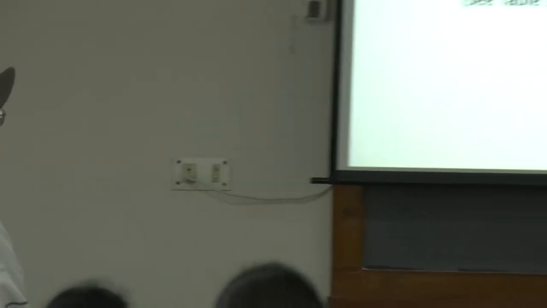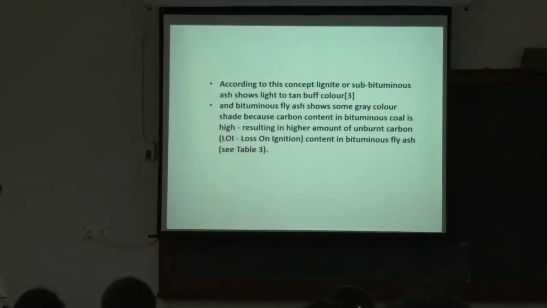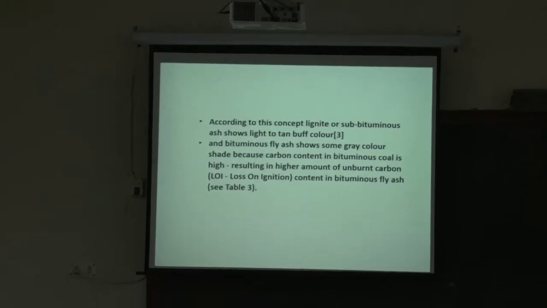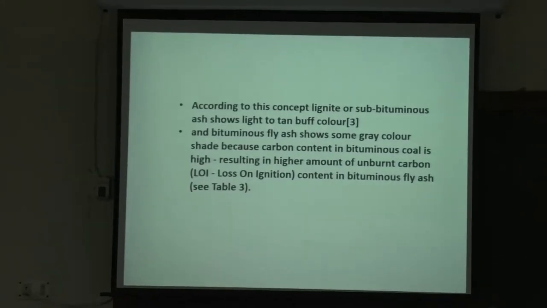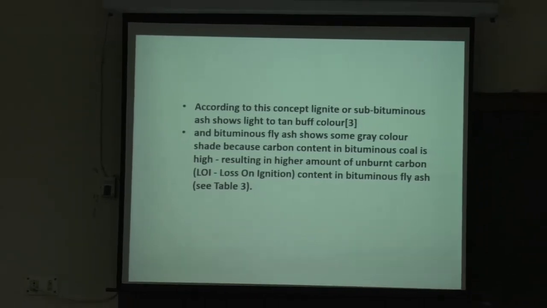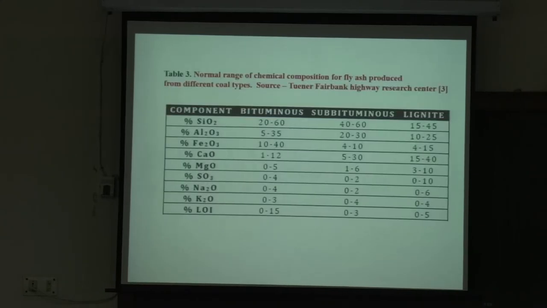According to this concept, lignite or subbituminous fly ash shows light to tan buff color, and bituminous fly ash shows some gray color, because carbon content in bituminous coal is high, resulting in a high amount of unbound carbon, LOI, or loss on ignition. So that is our bituminous fly ash. This is table 3.